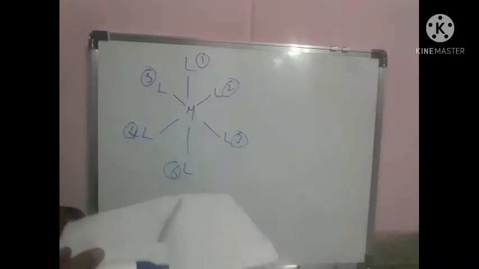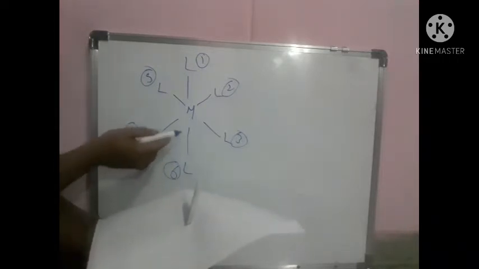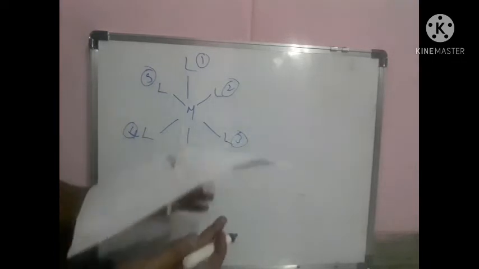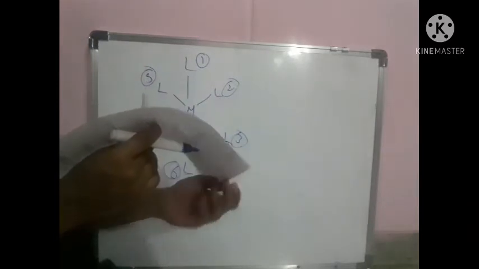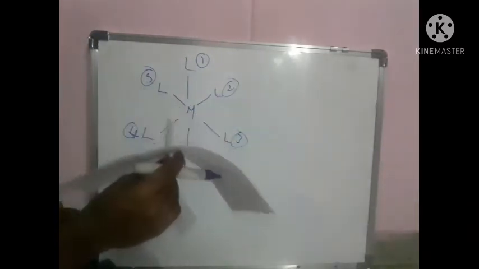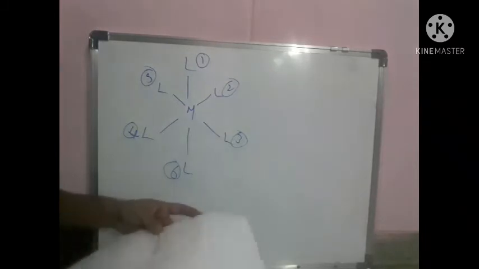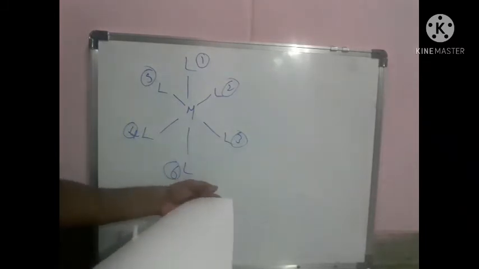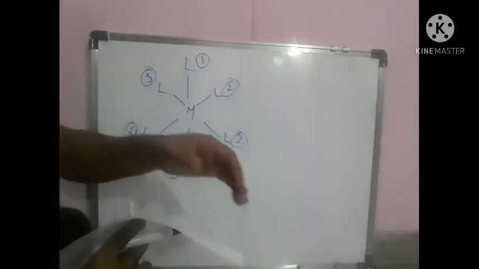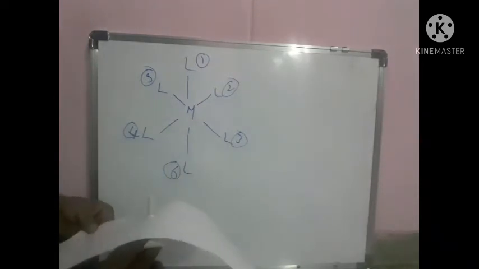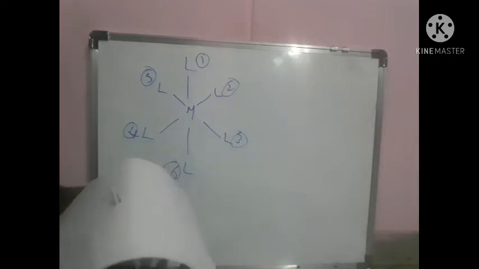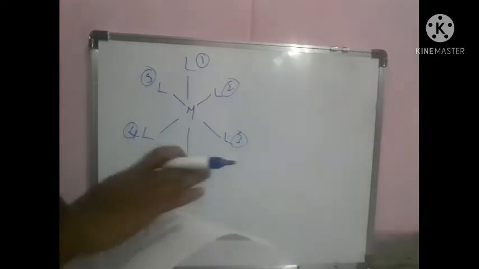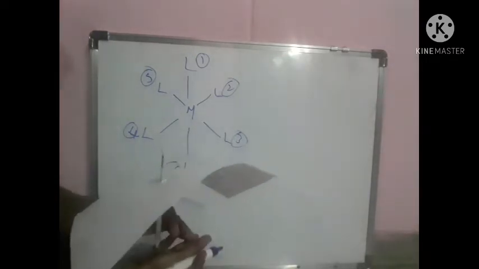Now if you see here, this is the downward direction, so this is one phase, the downward phase. This is 6, and 2, 3, 4 and 5 make the upward phase. In the upward phase the same kind of ligands are present, and in the downward phase the same kind of ligands are present. This is one phase and downward is another phase.